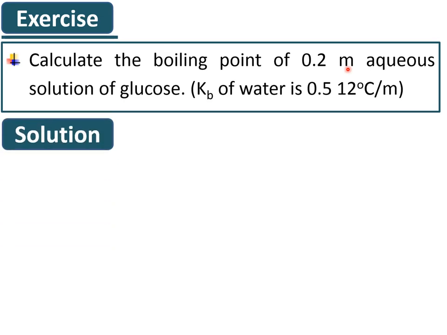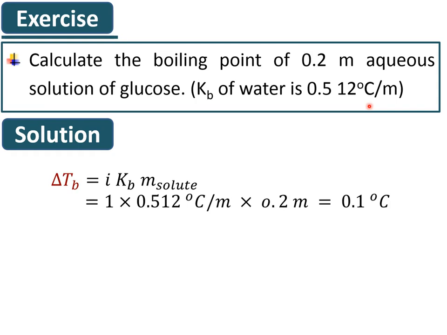So calculate the boiling point of 0.2 molal aqueous solution of glucose, and this is the KB. I want you to recognize the unit of KB. You should recognize it to understand, okay? KB is a boiling point elevation constant, it is a constant. Okay, and this is the rule, as I mentioned, delta TB equals I KB times m. And for glucose, I just mentioned that I equals 1, because it has no tendency to dissociate. Okay, and this is KB, and this is the molality, so you can calculate delta TB equals 0.1.